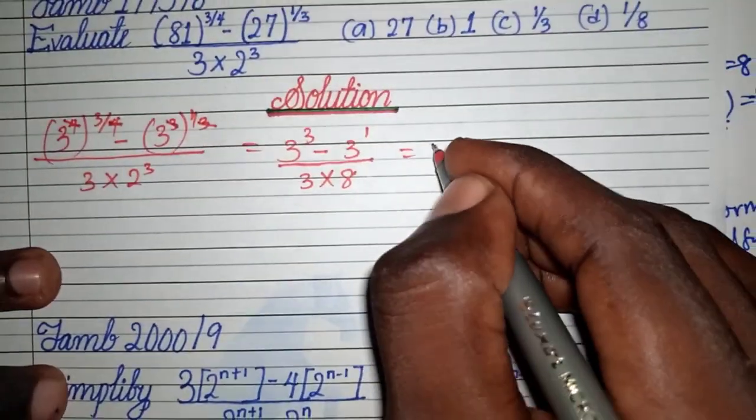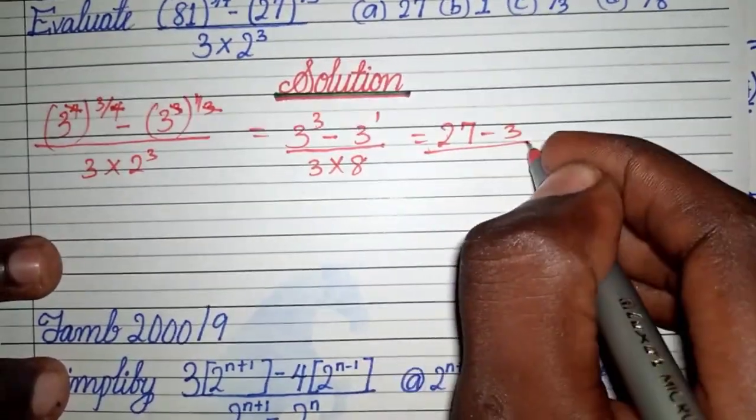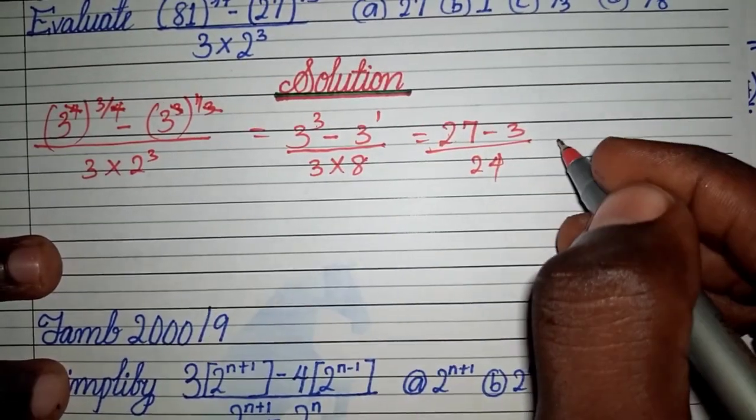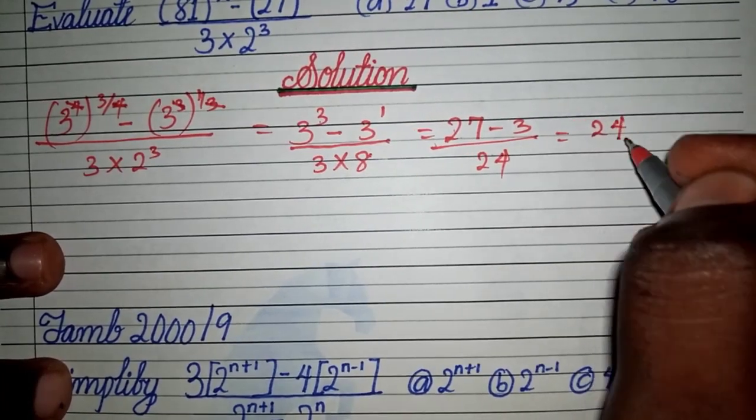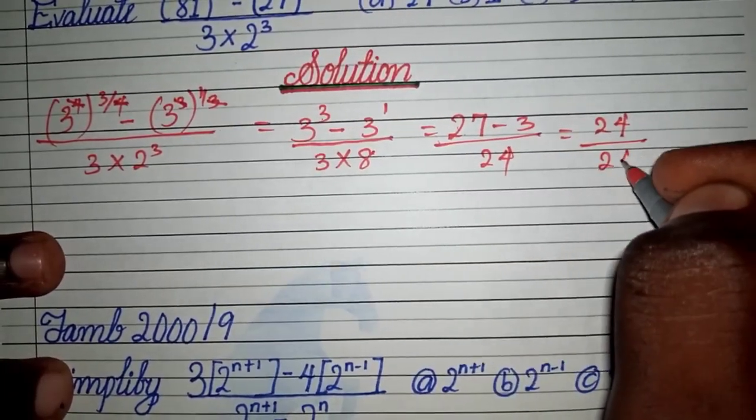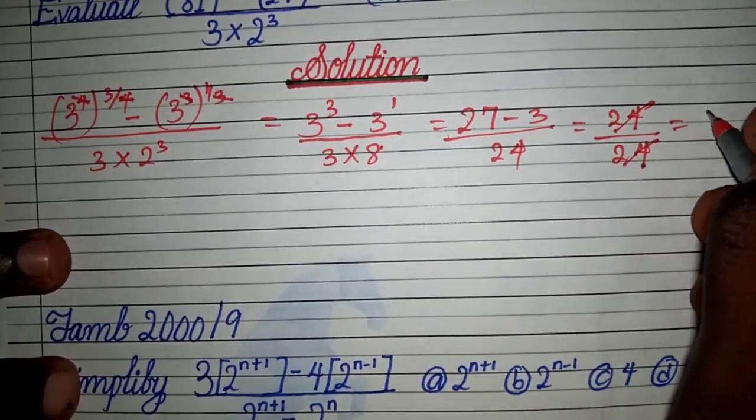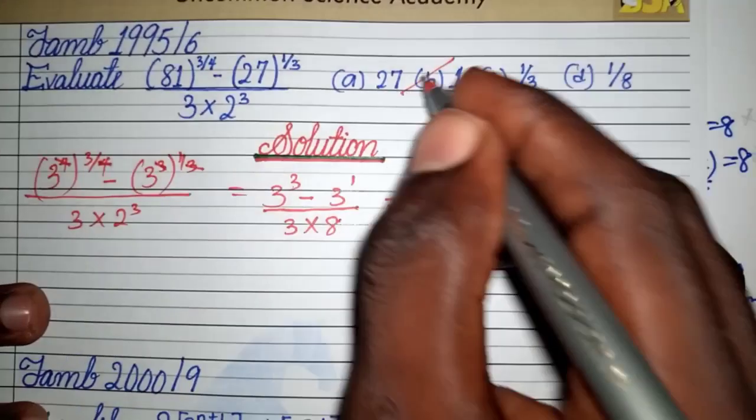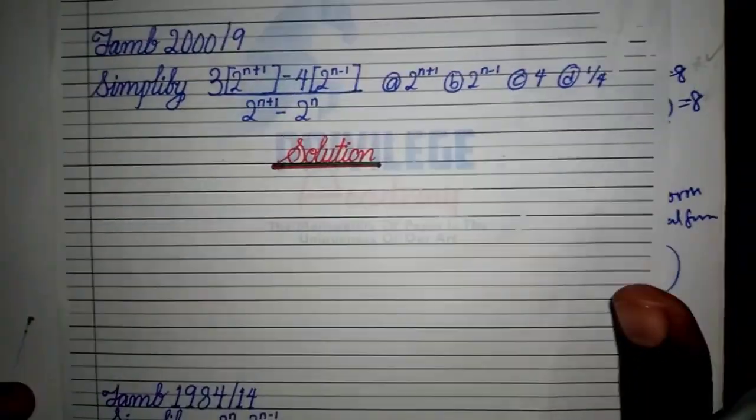So 3 to power of 3 is 27 minus 3 divided by 3 times 8, that's 24. Then we have 27 minus 3, that's 24 divided by 24. This and this will cancel. Then we have 1 to be our answer. So we have the next question.